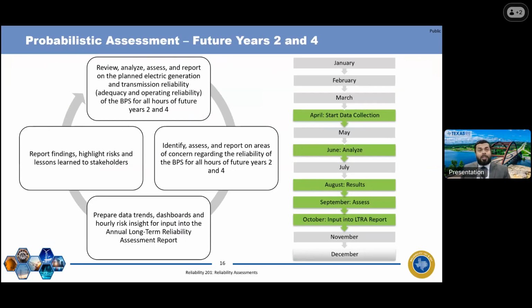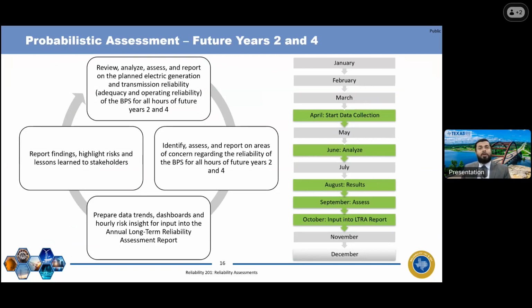Now, as we discussed before, the probabilistic assessment is built on a probability-based analysis for the future years 2 and 4 out of the 10 years of the long-term reliability assessment window. The probabilistic analysis requires a very specific set of data. The data collection starts in the second quarter. Once we have the data, we perform our probabilistic assessment.